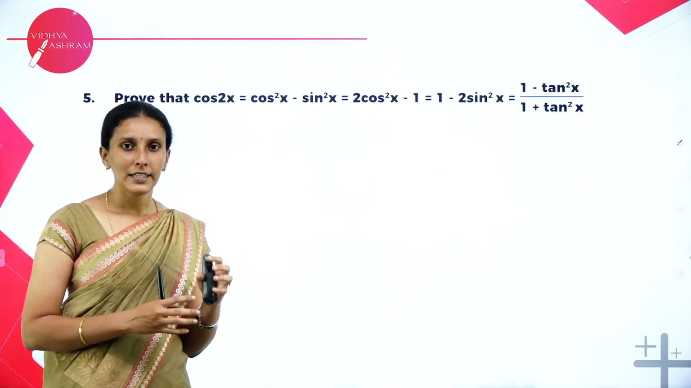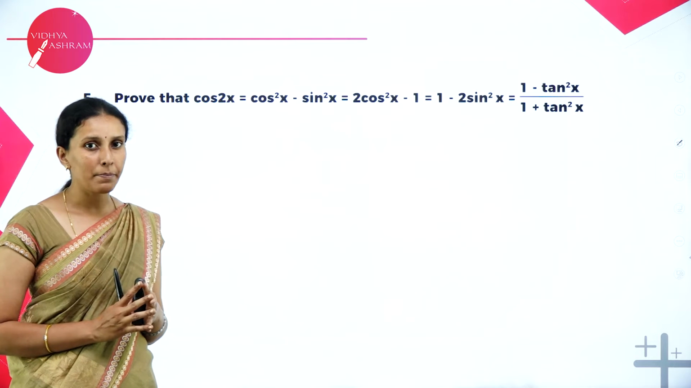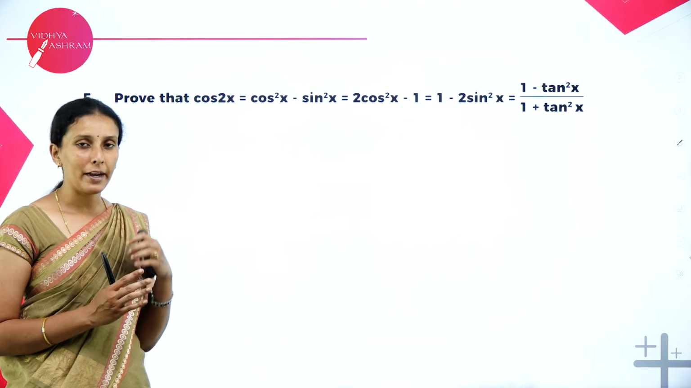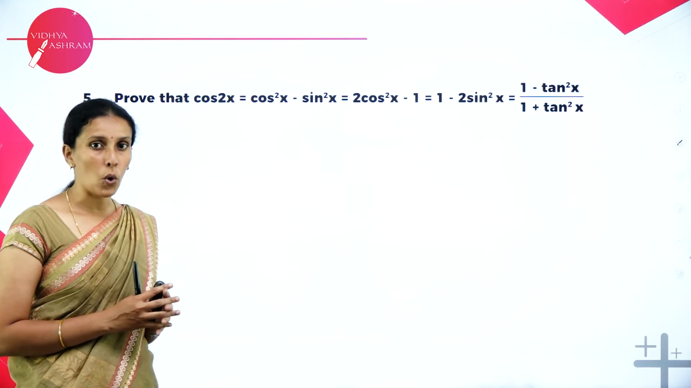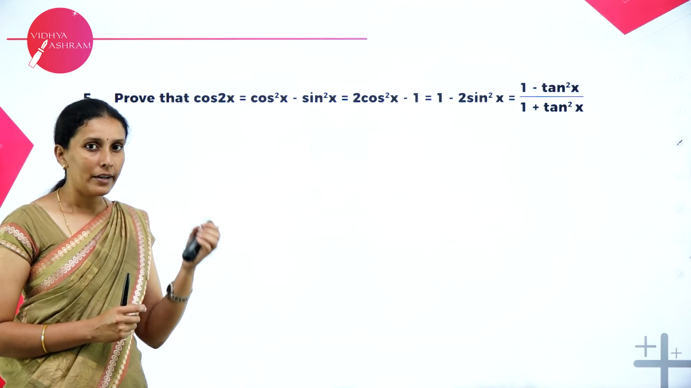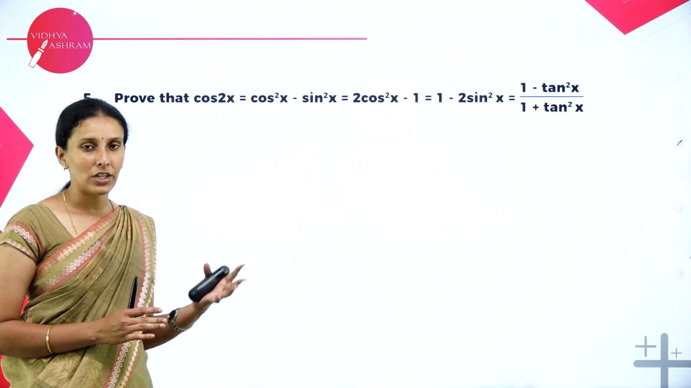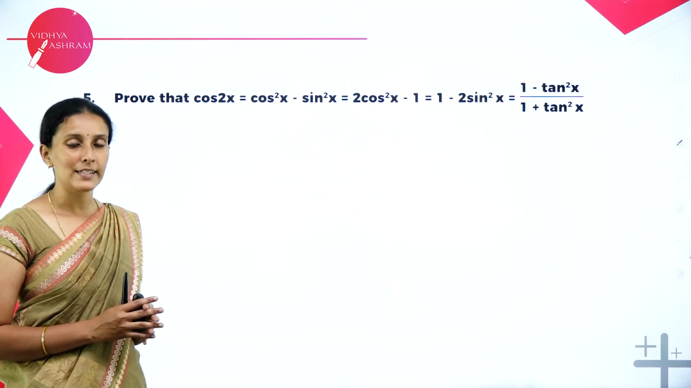Next, we will take few identities on multiple angles. So what are these multiple angles? Angles multiplied by a natural number or any whole number. So we know what is cos x. We'll just derive the formulas or identities related to cos, sin and tan for 2x, 3x angles.